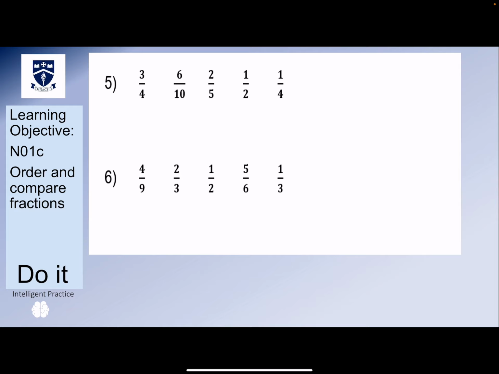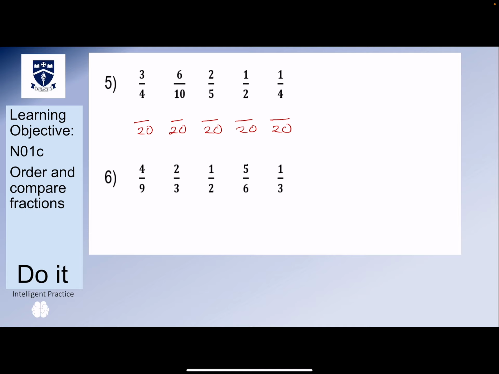So what's the lowest common multiple of 4, 10, 5, 2 and 4? So the lowest common multiple is 20. So we write down every fraction now has to be out of 20. So now I'm putting these in order. Let's rewrite them as equivalent fractions.